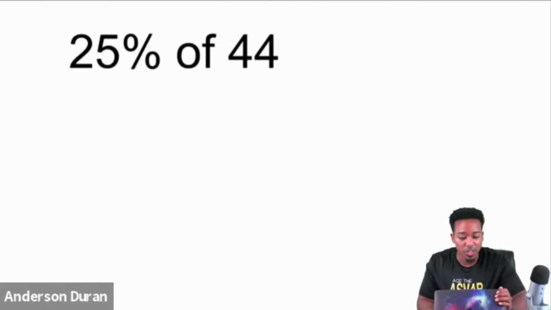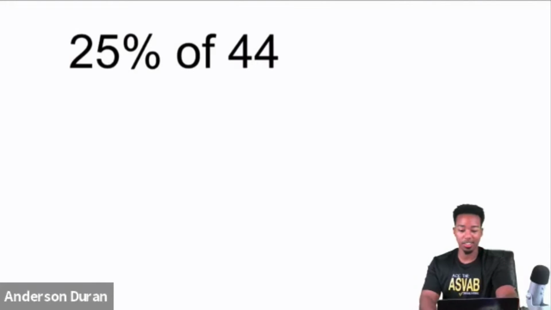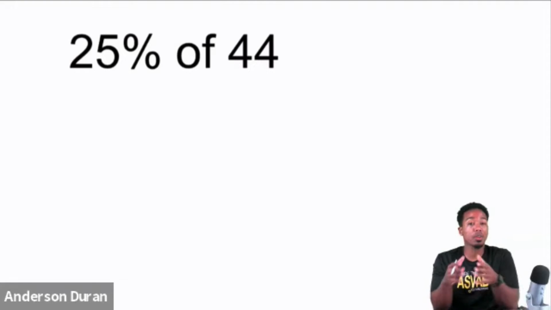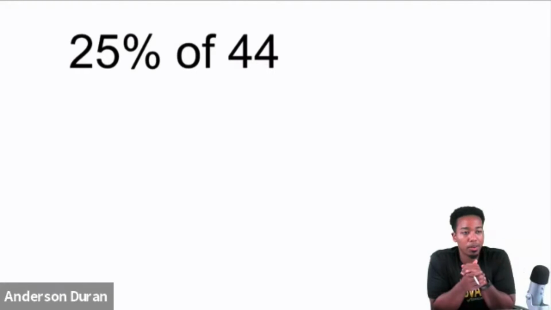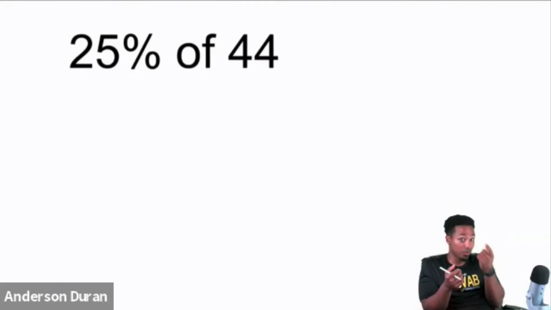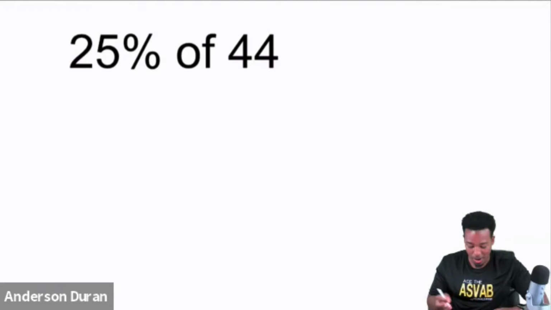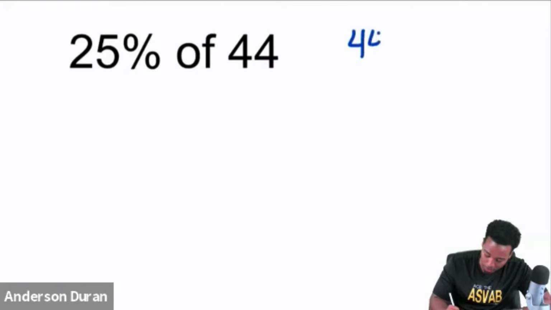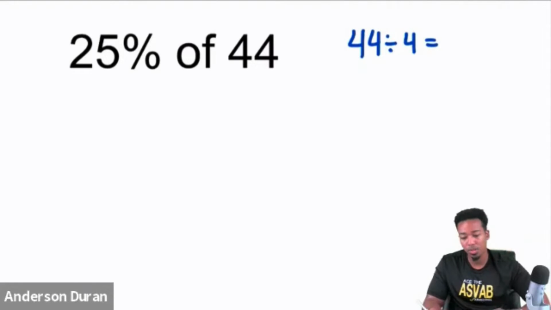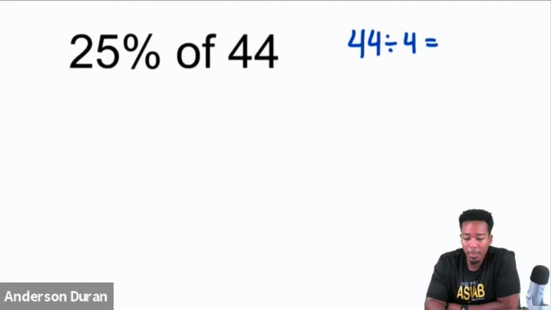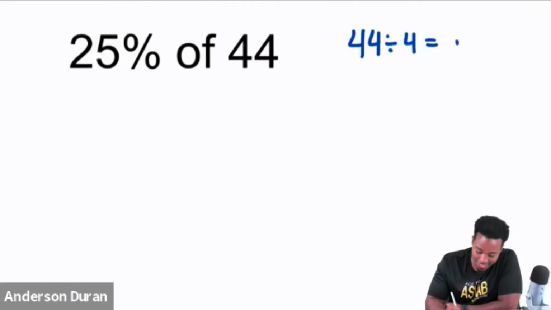Let me go ahead and check this real quick. All right. When we're multiplying by 25%, or doing 25% of a number, think about it. It's out of 100. How many times does 25, or a quarter, 25 cents, fit into 100 or $1? 4 times. When you're doing 25%, it's the same thing as dividing by 4. Everybody, watch this. What is 44 divided by 4? That's going to be 11. Yeah, 44 divided by 4 gives us 11.